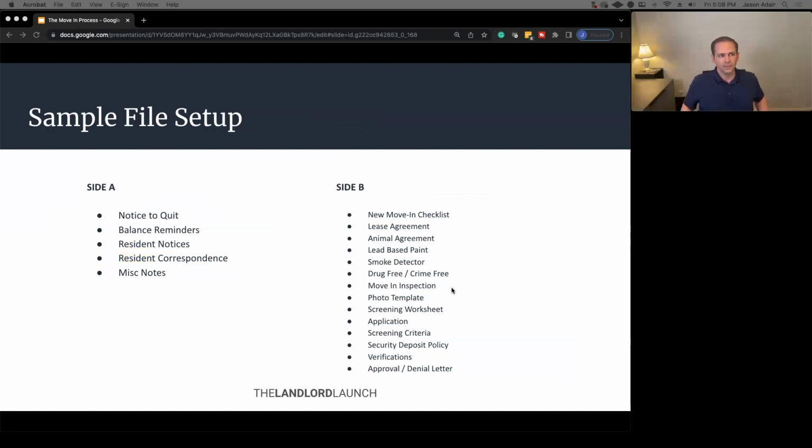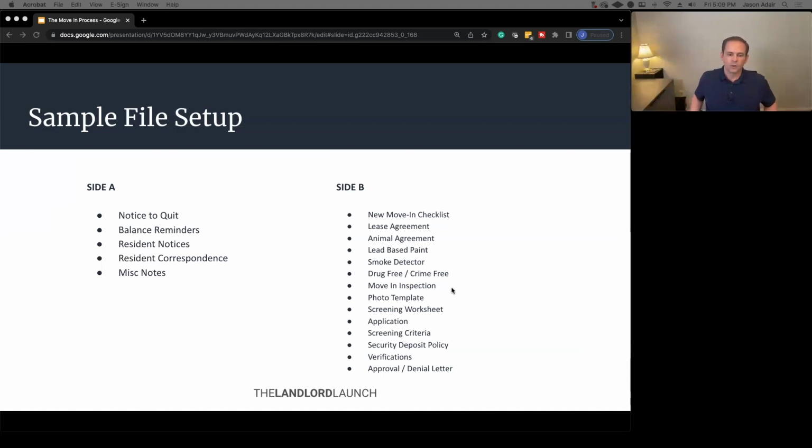I think maybe this comes just from the property management side of things, where it's in our interest to set things up the same way and standardize everything so we can find information quickly, especially when you're dealing with 1,000, 1,500, 2,000 units. But this is how we set up our file. On one side, we'd put basically all your notices, your resident correspondence, any violations, notes, things along those lines. The other side, we'd have everything that had to do with the move-in, the application screening process, and so forth.